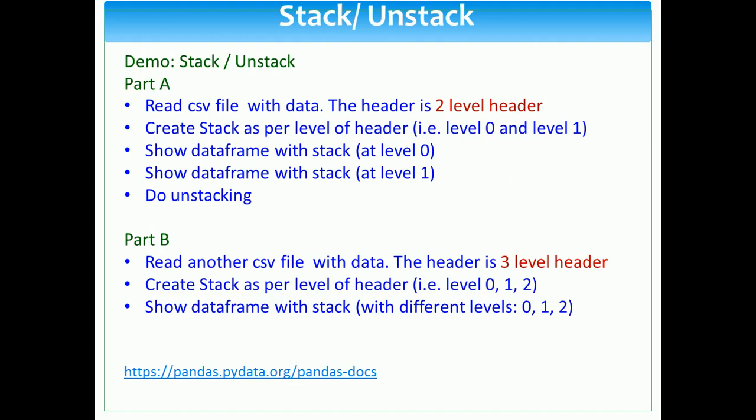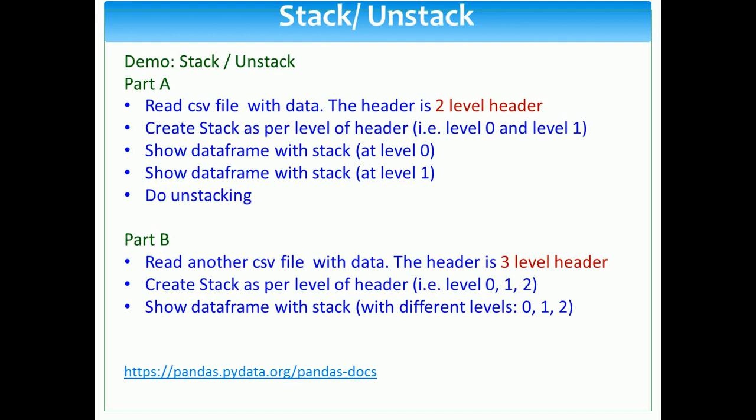Then in the next part B of the demo, we read another CSV file. Let us say that it has a three-level header, and I have shown you that data file also. You create a stack as per the level of header, that means 0, 1, 2. Then you show the data frame with the stack at the different levels 0, 1, 2. This itself is quite interesting, because this is one of the ways that you process data, and you can take a look at how people use this for stock data processing, that means how companies are behaving when they do fundamental analysis of companies. That's the place where you can apply these concepts, and I already have shown you where this stock data can be made available.